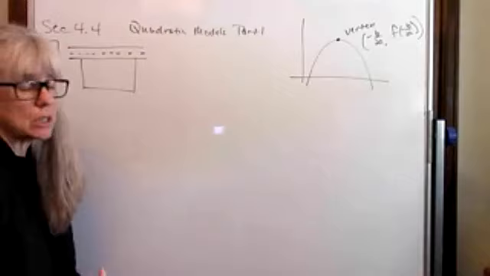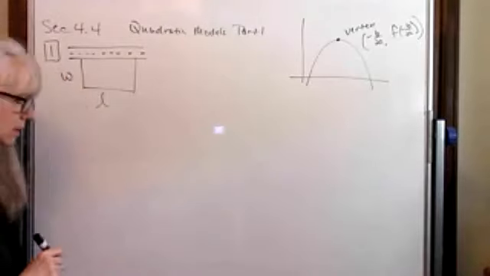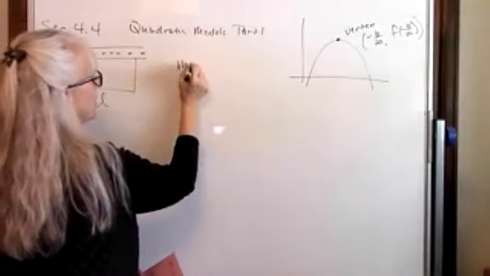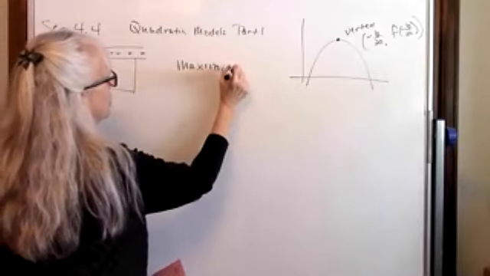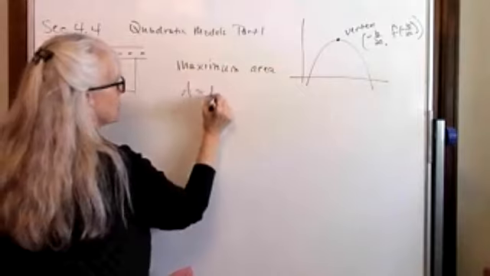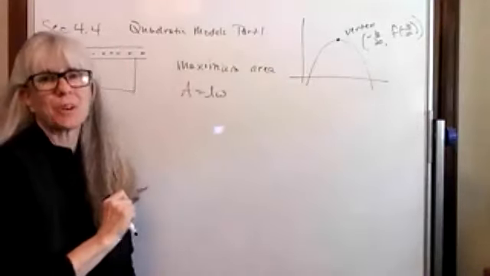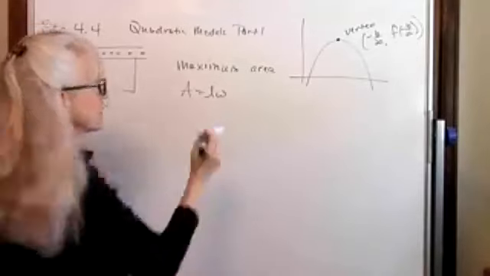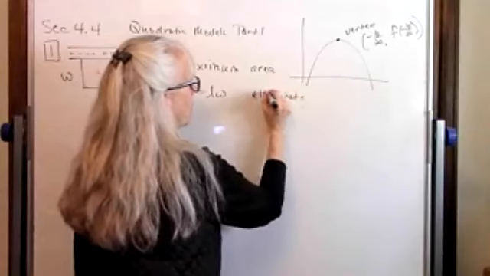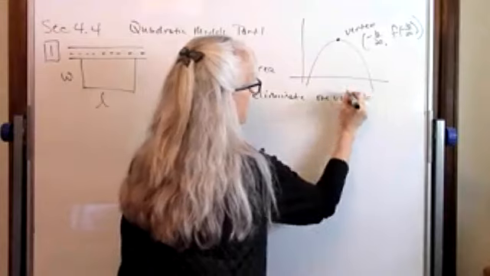So let's give it some dimensions. I like to use L and W, so L for length and W for width. The problem is asking us to find the largest area, so we want the maximum area. Well, we know that the area of a rectangle is its length times its width. The problem is that's a function that has two variables in it. We need to get rid of one of these. So we need to eliminate one variable. It doesn't matter which one, but we need to get rid of one.